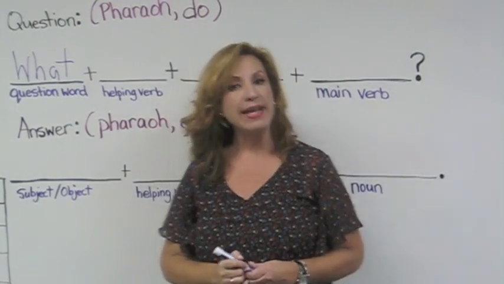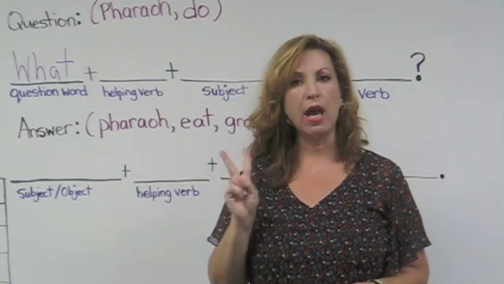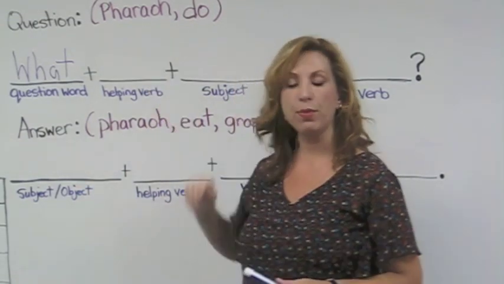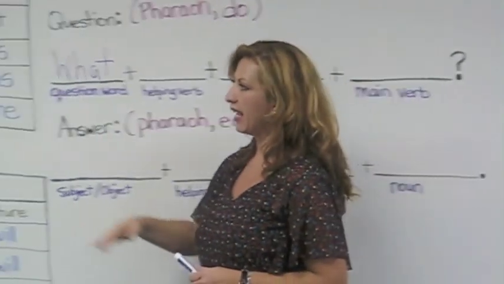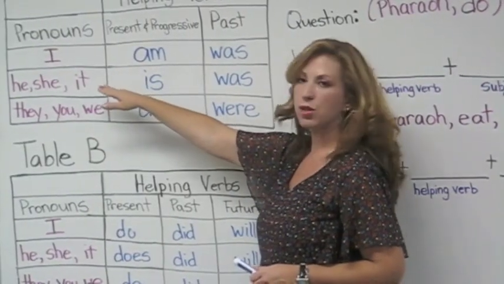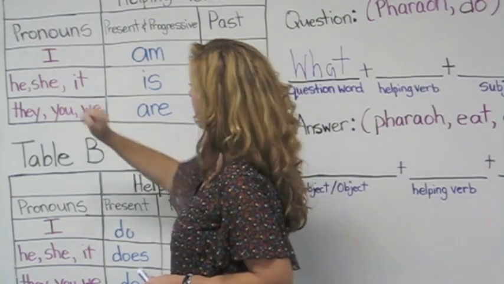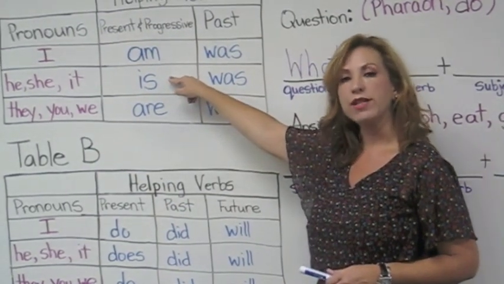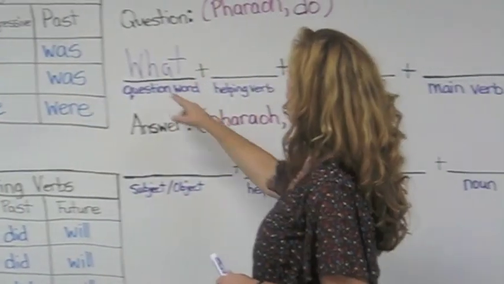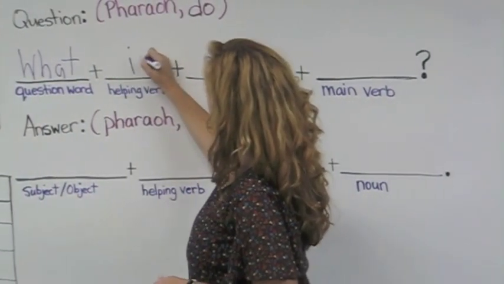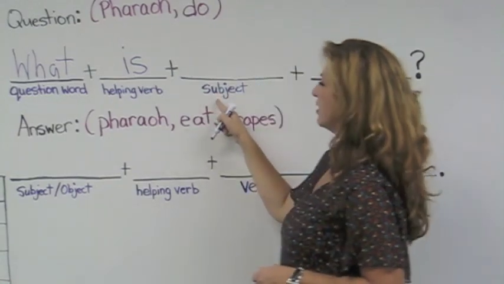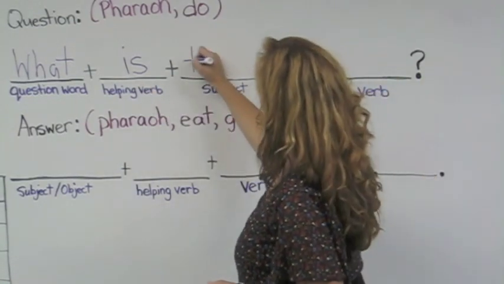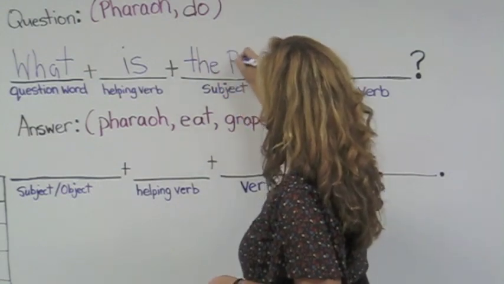Now remember, nouns are a person, a place, or a thing. In this case, a pharaoh is a person and it is a he. So we're going to come to our table and find he in the progressive. So our helping verb is going to be is. What is, and our subject is the pharaoh. What is the pharaoh?